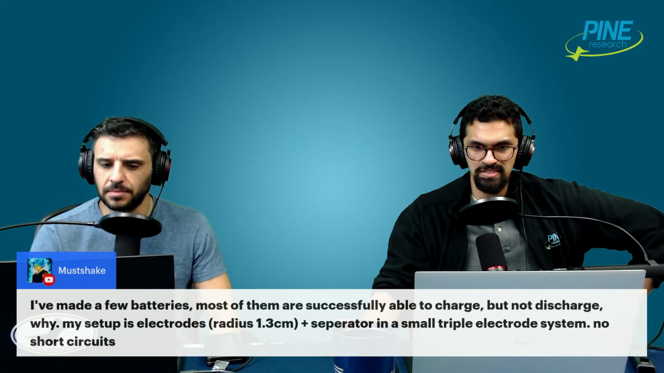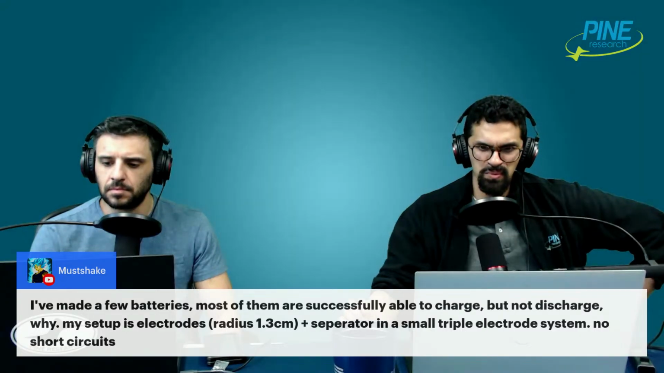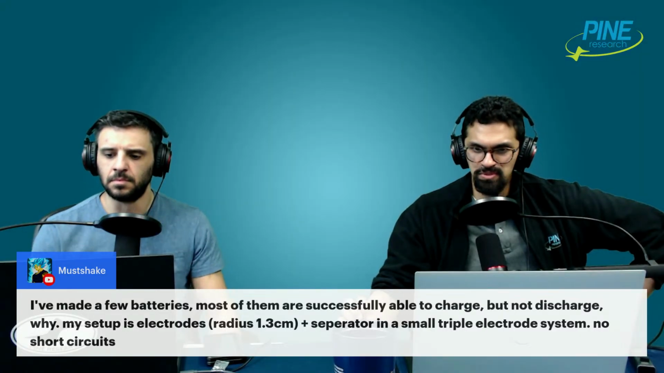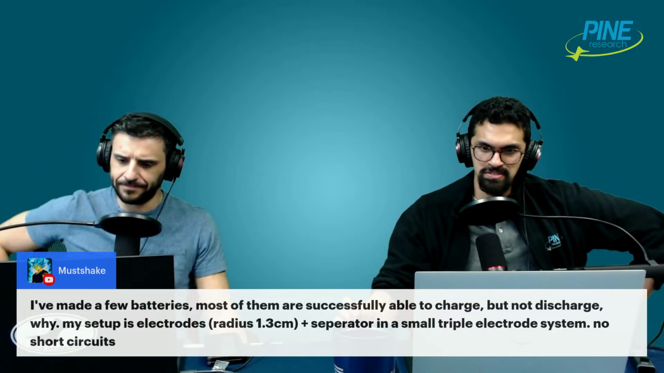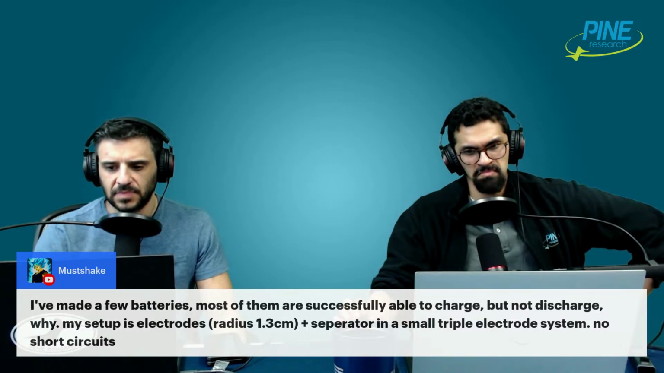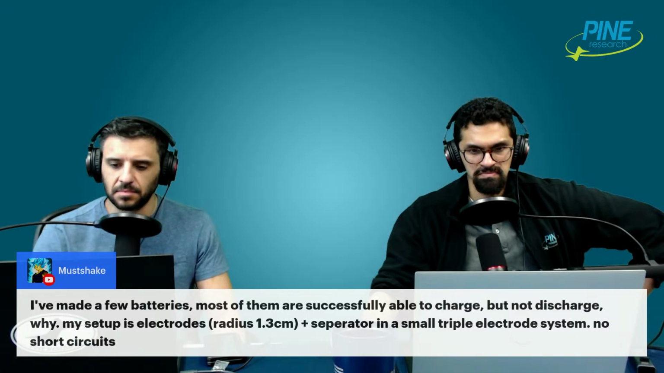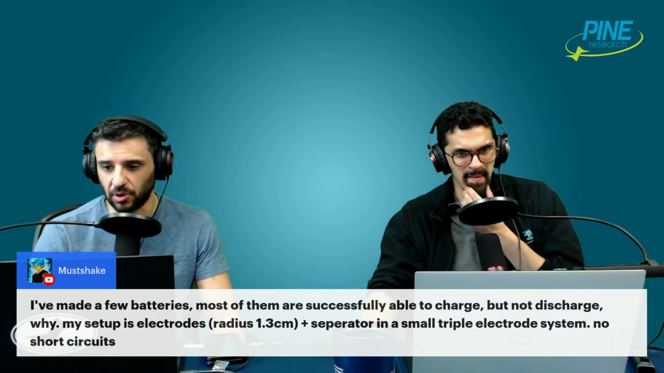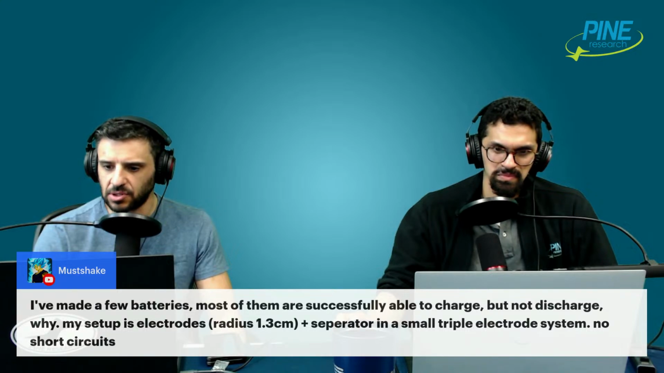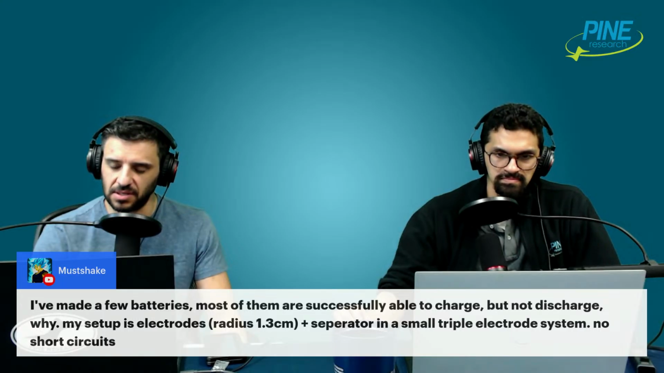He then continues on to say that I've made a few batteries and most of them are successfully able to charge, but not discharge. Why? My setup is electrodes of radius 1.3 centimeters plus separators in a small triple electrode system, no short circuits. I would have to know more about what you're using to know why that's the case. I really don't know how I can answer without knowing the materials you're using or more specifics. I'm not even sure what you mean by triple electrode system. Do you mean anode, cathode, separator, or do you mean you have a reference electrode jammed in somehow?